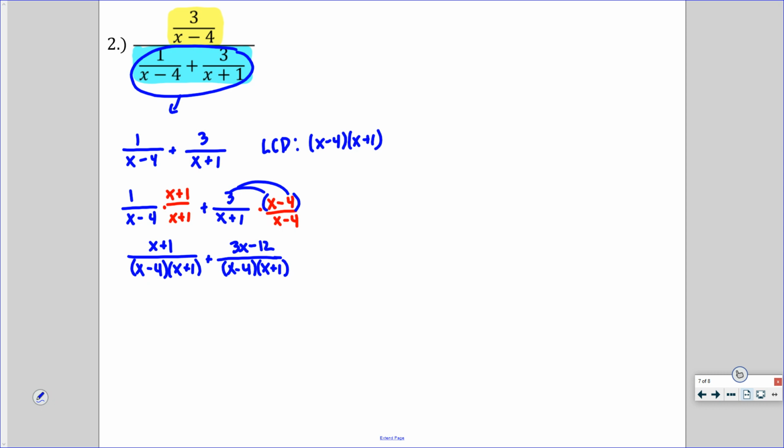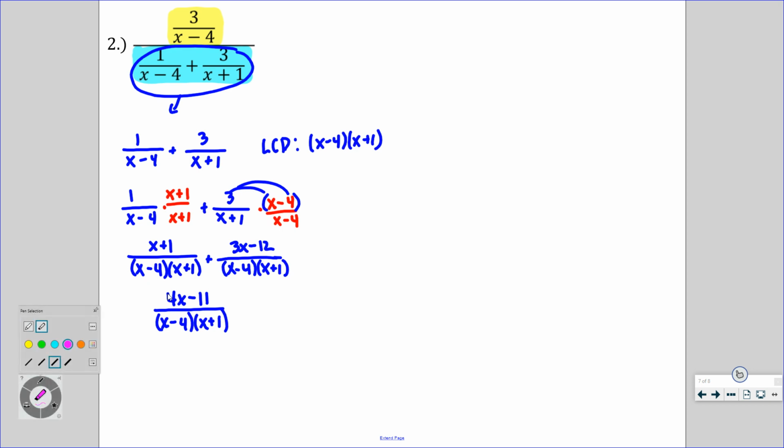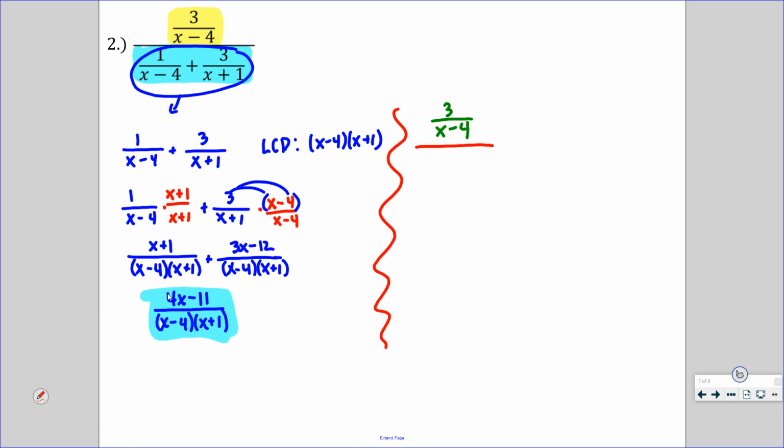Okay, now we're ready to add them together. x plus 3x is 4x. 1 plus negative 12 is negative 11, all over my common denominator. Step 1 done. I rewrote my denominator. Now it's a single fraction. So after I do that, I have my numerator as a single fraction divided by my denominator as a single fraction. You good?